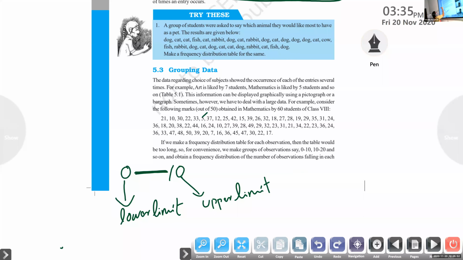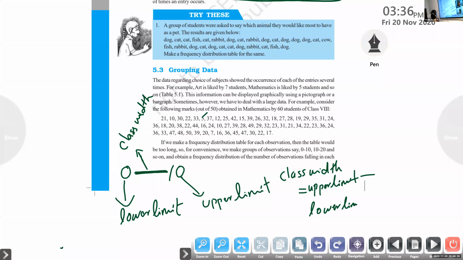This is class width. How can we find class width? Class width is? Ma'am. Class width, how can we find class width? Vaishnavi, class width equal to? Ma'am, upper limit minus Vaishnavi? Lower limit. Upper limit minus lower limit.